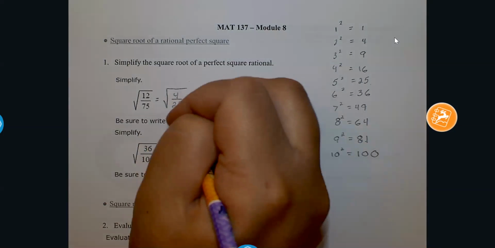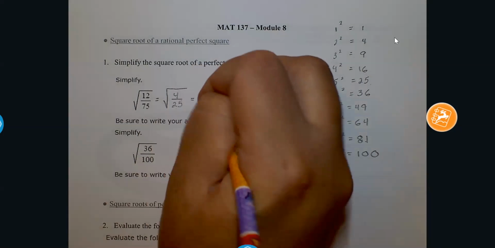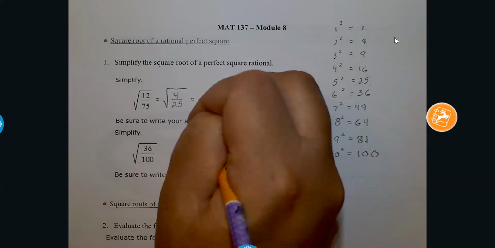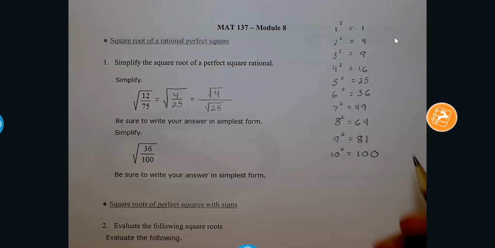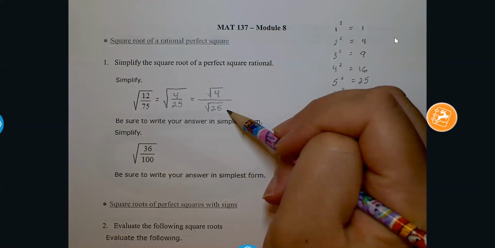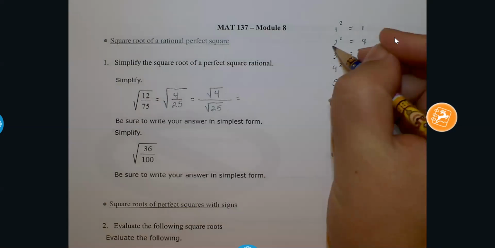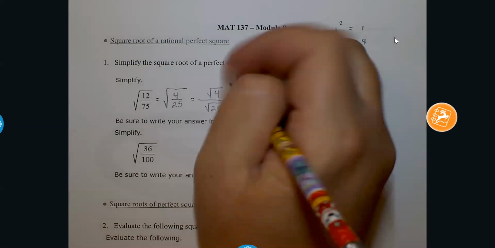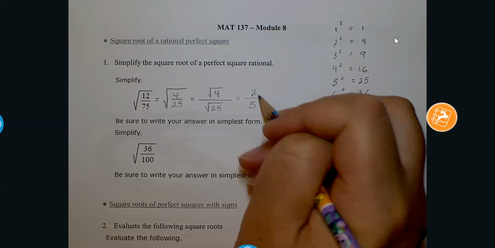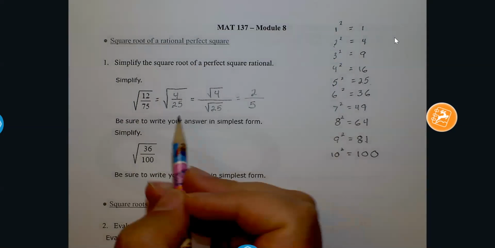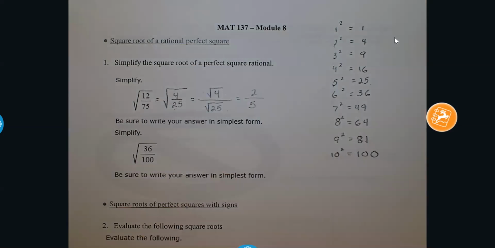So when you have a fraction underneath a square root symbol, what you can do is change it to a square root divided by a square root. So the square root of 4 over 25 would become the square root of 4 divided by the square root of 25. And the square root of 4 would be 2, because 4 is 2 squared. And the square root of 25 is 5. So our answer would be 2/5. So we simplified the fraction, and then we broke it into 2 square root problems.